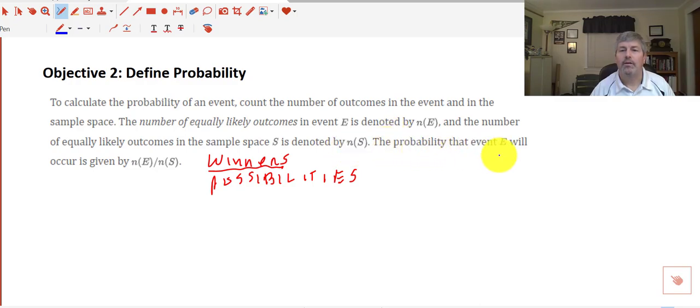So the probability that an event will occur is given by n of E divided by n of S. You'll hear me talk about that as the number of winners divided by the number of possibilities.